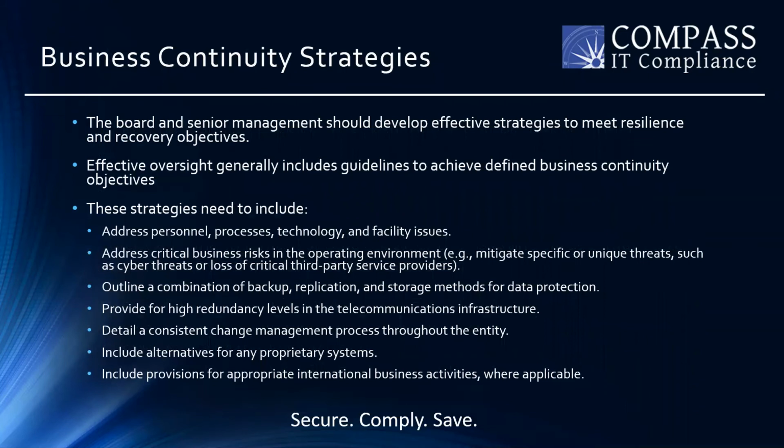Okay, the strategies. If you look at what comes from some of these risk assessments we performed and what mitigation strategies we can put in place, you're looking at the development of effective strategies that meet these resilience and recovery objectives. These are plans to move you through that. Some of these strategies should include addressing personnel, process, and technology. You always talk about people, process, technology. So these strategies need to consider those things, as well as some of the critical business risks to the specific operating environment. So, making sure that we provide high redundancy.